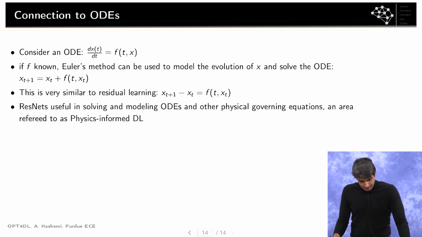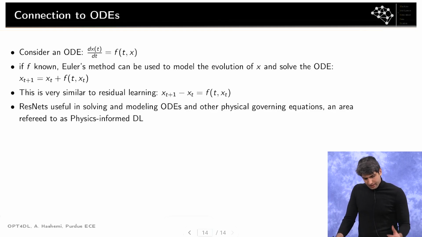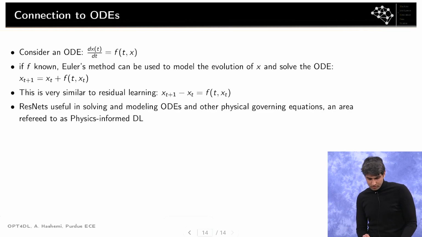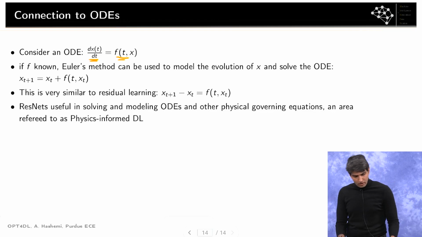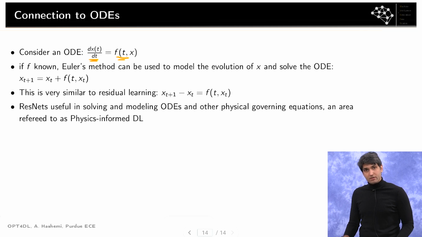Now, one other nice thing about the residual networks is that they have a very immediate connection to differential equations. So let's consider an ordinary differential equation. Essentially, the derivative of x with respect to, let's say, time is some function of x and time. Now, one simple approach to solve these kind of differential equations is the Euler method. Essentially, we'll discretize the equation and try to find the solution using an iterative approach.